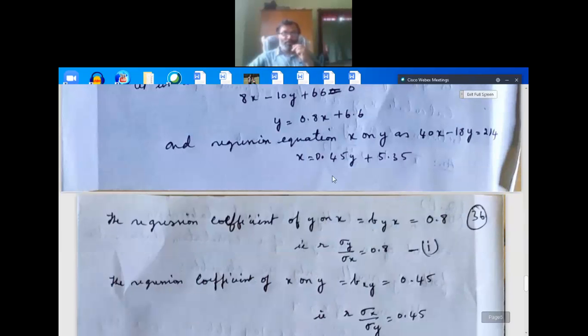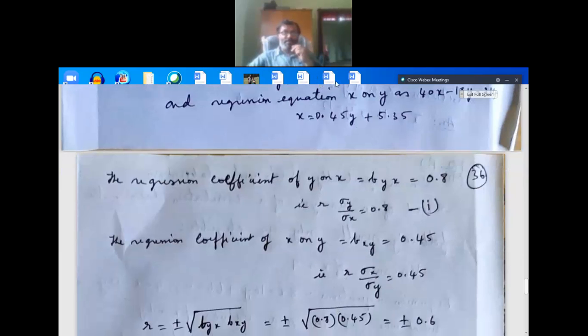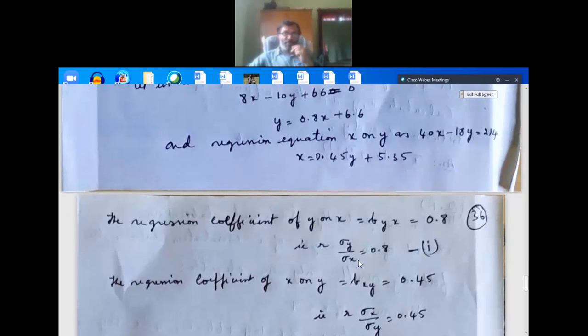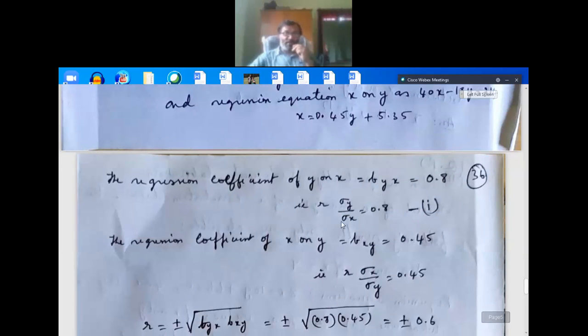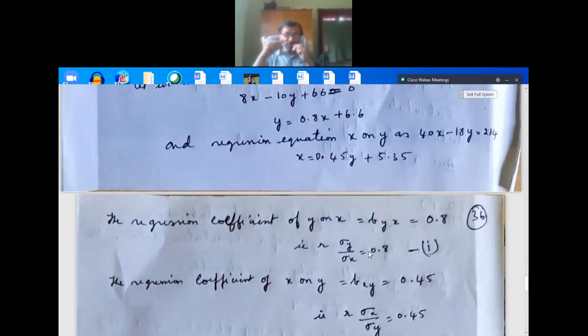Similarly, the regression coefficient of x on y, bxy equals 0.45. For that the formula is R into sigma x by sigma y, equals 0.45. Because when we take a regression equation x on y, write as x equals, the coefficient of y will be bxy, that is 0.45. Okay, byx is also written as R into sigma y by sigma x. Another formula for byx which was studied before, you can refer to the notes.